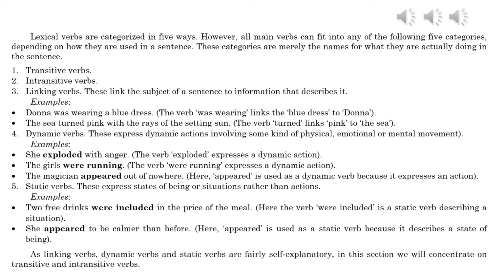Examples. Donna was wearing a blue dress. The verb was wearing links the blue dress to Donna. The sea turned pink with the rays of the setting sun. The verb turned links pink to the sea. 4. Dynamic verbs. These express dynamic actions involving some kind of physical, emotional, or mental movement.